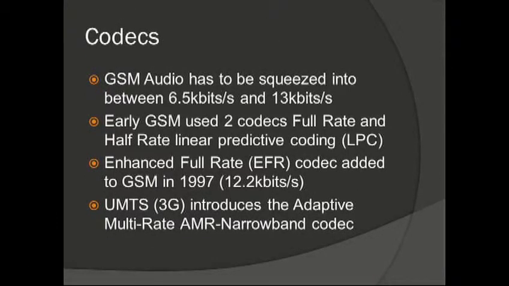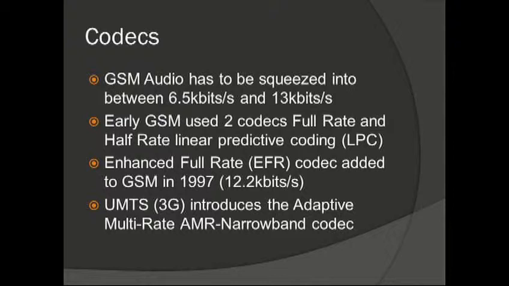So the early GSM codecs were appropriately named full rate and half rate and used a form of coding called linear predictive coding. In 1997, this was changed to an enhanced full rate codec. This incorporated the previous codecs and added a codec with better quality.